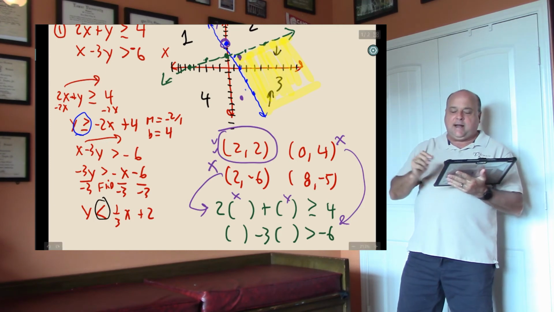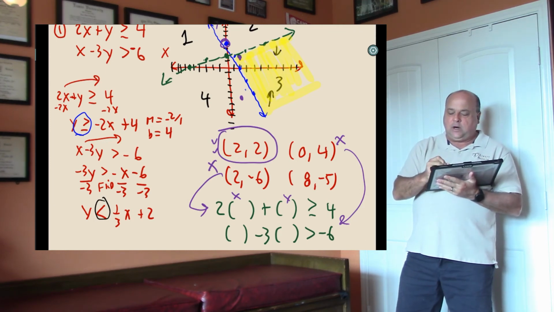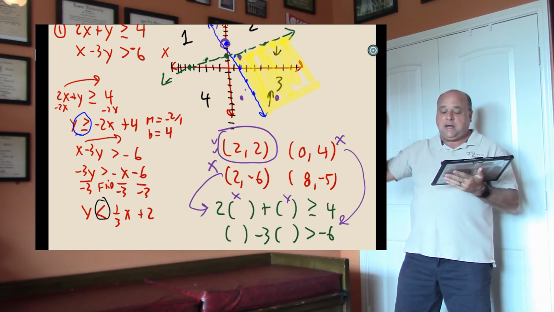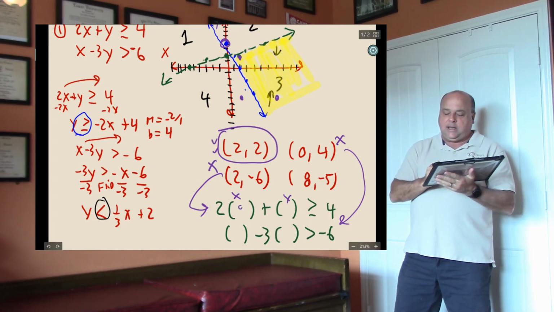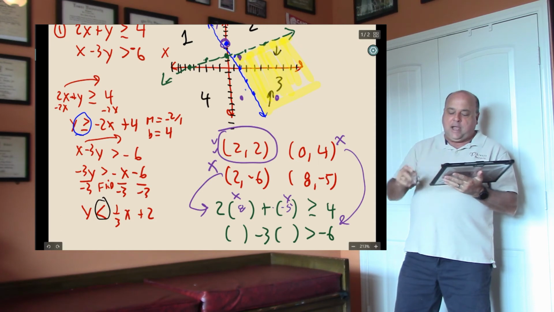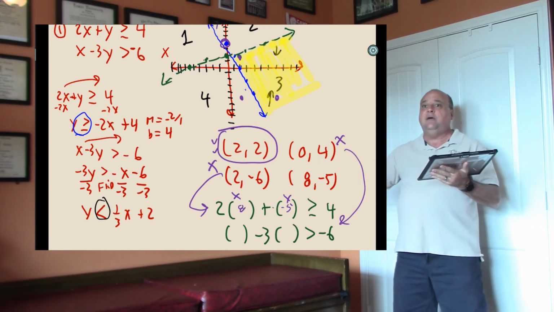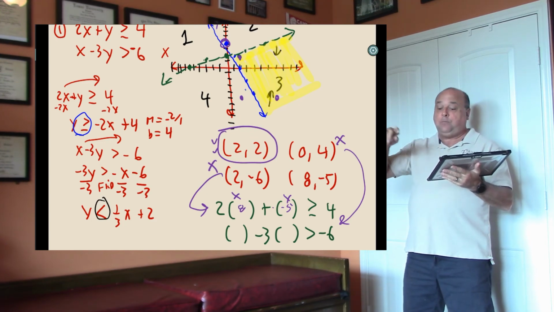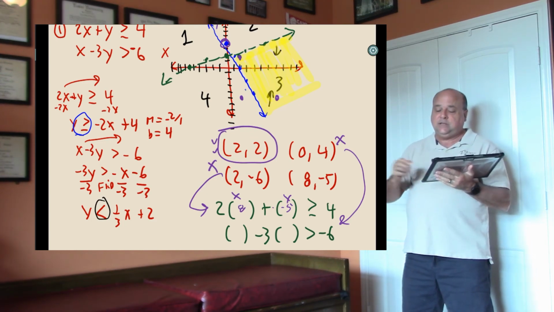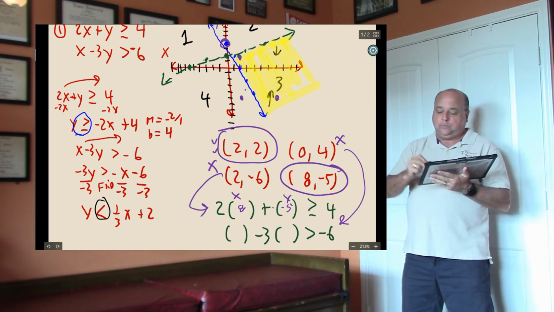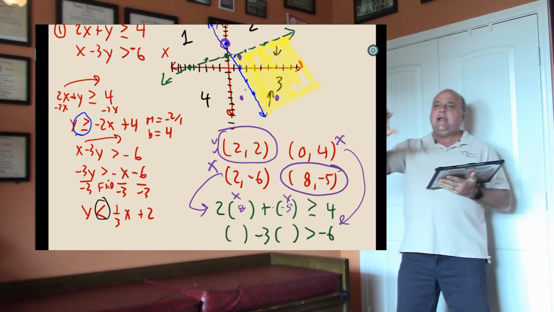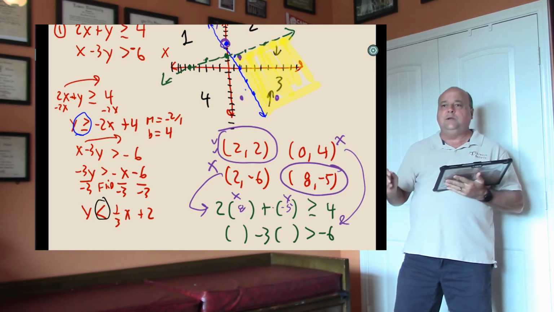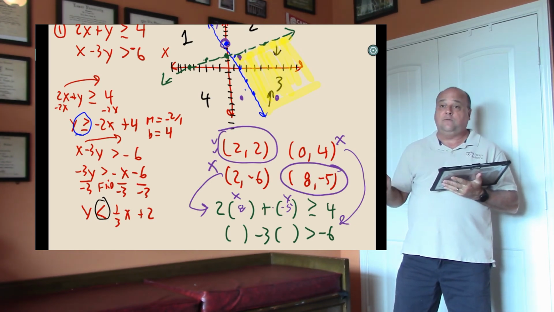And lastly, what about 8, negative 5? If I go over 8 and down 5, I am in the shaded part, aren't I? That should make both of them true. If I were to put 8 and negative 5 in here, I would get 16 minus 5, which is 11. 11 is greater than or equal to 4. And then put it into the other one. 8 plus 15 is going to be greater than 6. So this one also would be true. So you can look at the shading and then plug those in. Remember, make those true and then circle the ones that are true and don't circle the ones that are false.